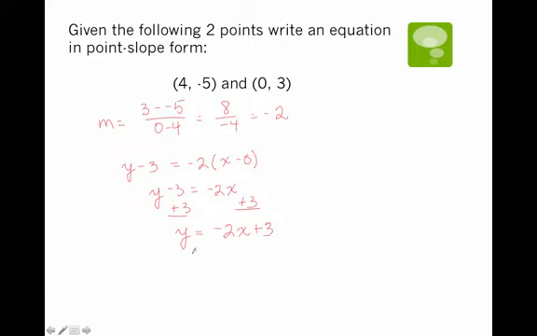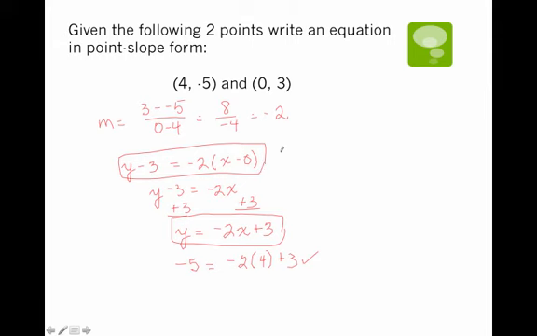I do want to just check really quickly to make sure I got that correct. I'm going to use my other point to plug in. Negative 5 equals negative 2 times 4 plus 3. Negative 5 equals negative 8 plus 3. That is correct. So this is my slope-intercept form. This was the correct version of my point-slope form.